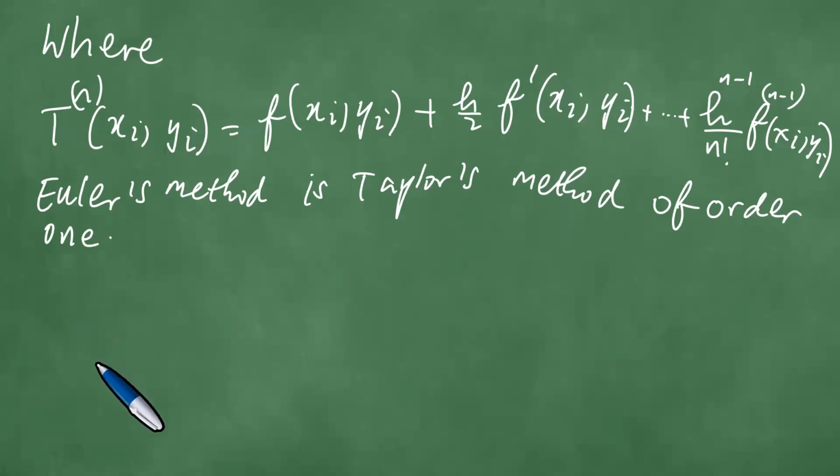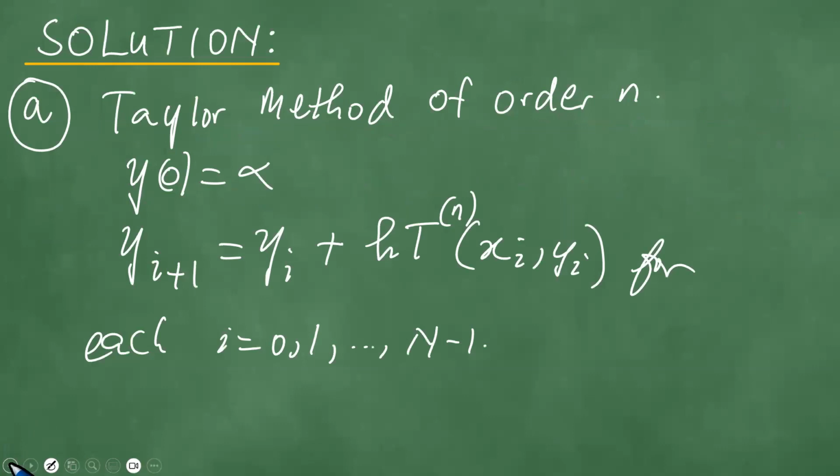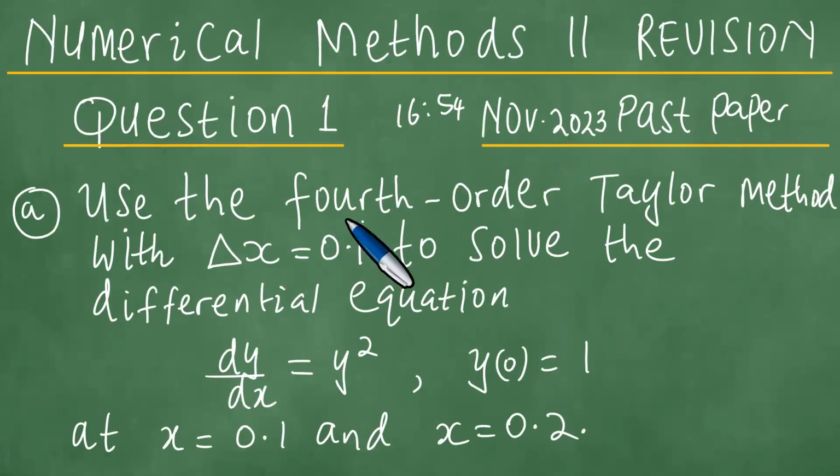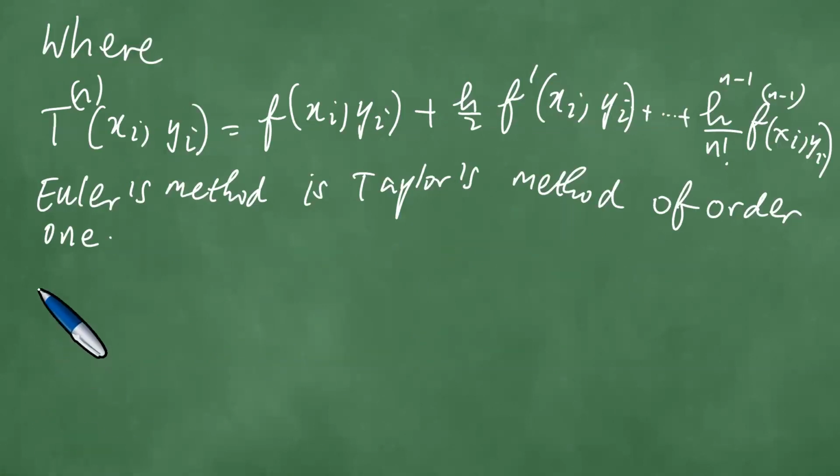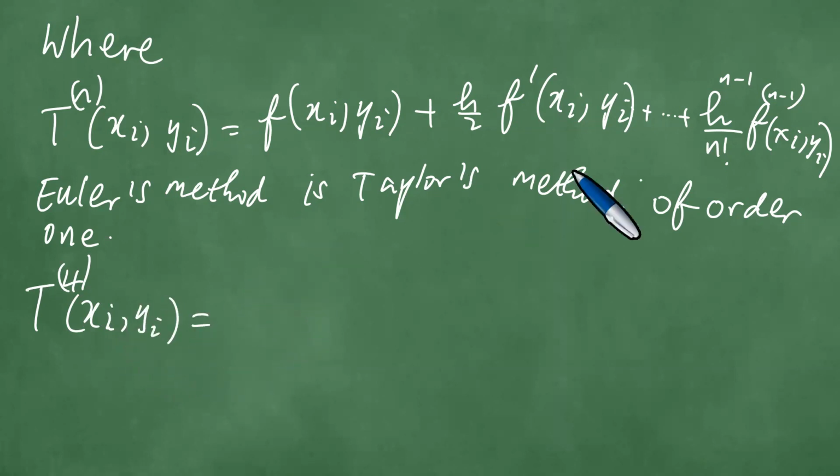Now, let's use this here. But what is the exam question 2023, November, saying? It is saying fourth order. So now fourth order, we've seen what we need to do. So we need to get T4 here. So what is T4? Right, so we know that T4 of x_i, y_i is exactly the same as, so we write this out.